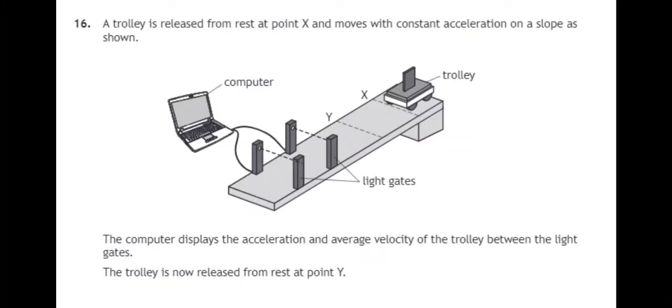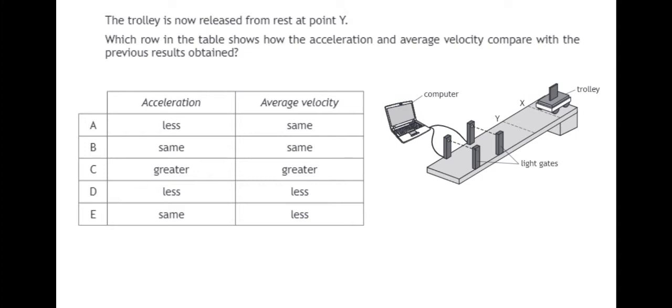Number 16. A trolley is released from rest at point X and moves with a constant acceleration on a slope as shown. The computer displays the acceleration and average velocity of the trolley between the light gates. The trolley is now released from point Y, which you can see is further down the slope. Which row in the table shows how the acceleration and average velocity compare with the previous results obtained?